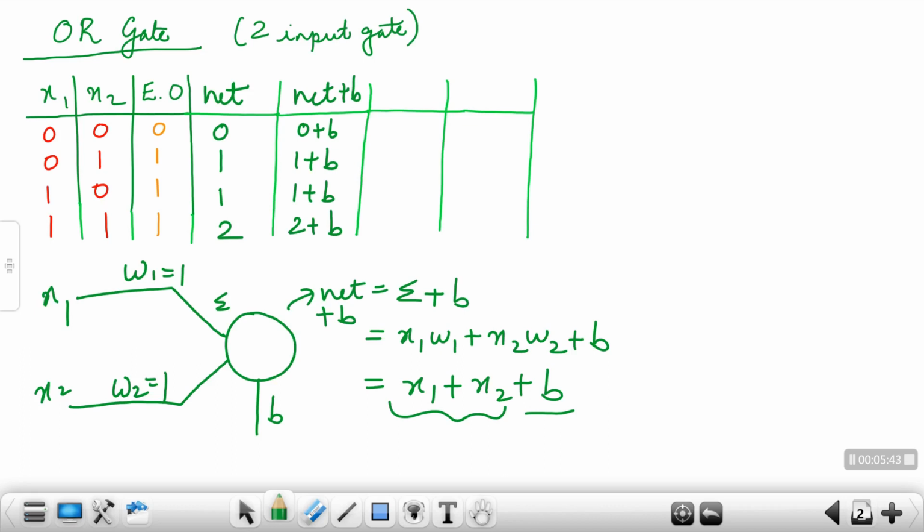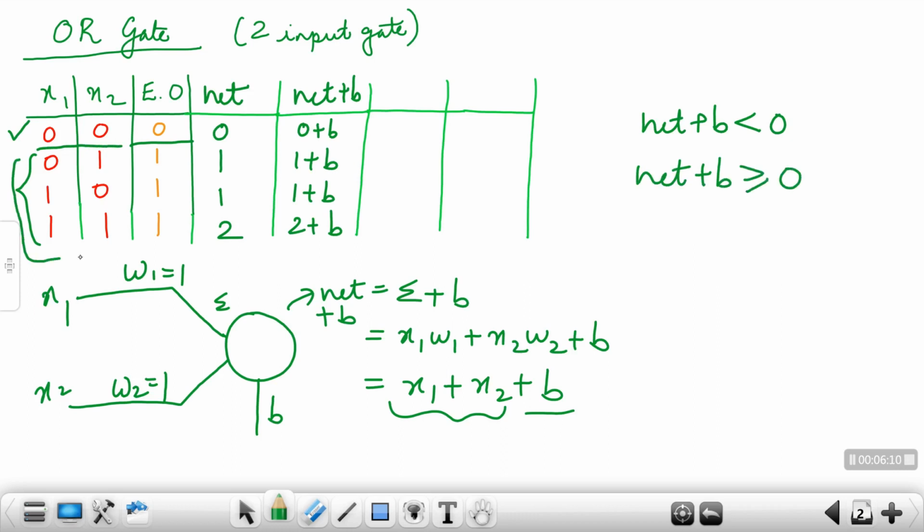should cross the threshold. So see here, when it is 0, 0, the output should be 0. But for these three outputs, the expected output is 1. So net plus b should be less than 0 for this condition, and net plus b should be greater than or equal to 0 for these three conditions. So I will write here: 0 plus b should be less than 0, 1 plus b should be greater than or equal to 0, this should be greater than or equal to 0, this should be greater than or equal to 0.